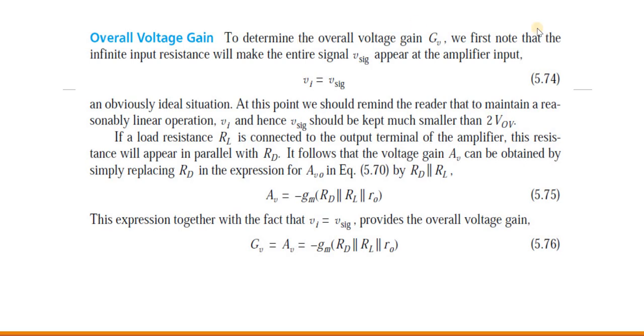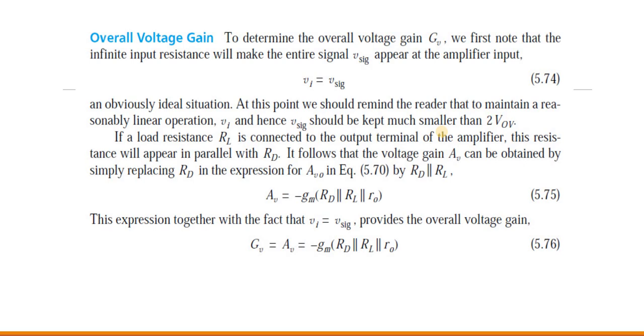To determine Gv, we first note that infinite input resistance will make the entire signal, Vsig, appear at the amplifier input. That is, your input to the amplifier is nothing but the signal voltage applied. This will obviously be an ideal situation, not the practical one. At this point, we should remind the reader that to maintain reasonably linear operation, Vi, and hence Vsig, should be kept much smaller than 2 times Vov. What is Vov? It is nothing but the overdrive voltage. I hope you know what this overdrive voltage is. So in the ideal situation, the signal voltage should be kept much smaller than 2 times Vov.